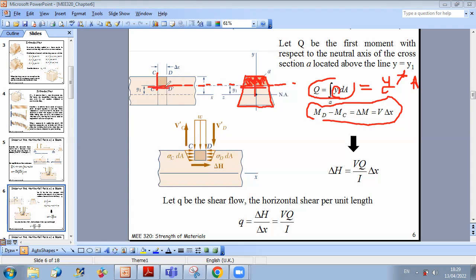Okay, so now if I replace back integral y dA by y star A, or what we call Q, which is the first moment with respect to the neutral axis of the corresponding cross section, and I replace the difference between Md minus Mc, which is delta M, by V delta x, I get a relation between the horizontal force developed and the shear force in the cross section. So I can say that delta H is VQ over I times delta x.